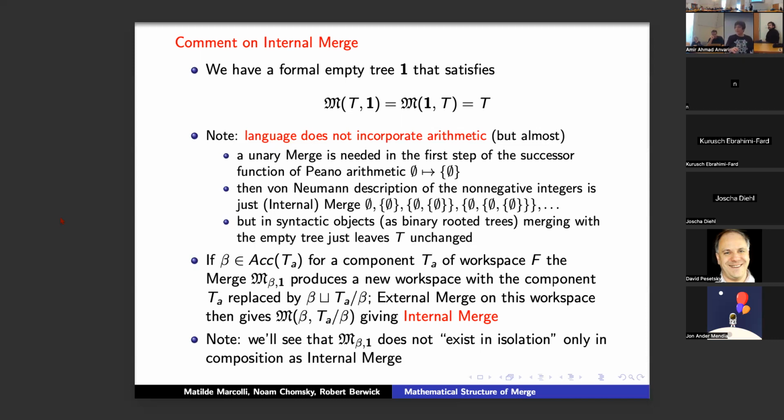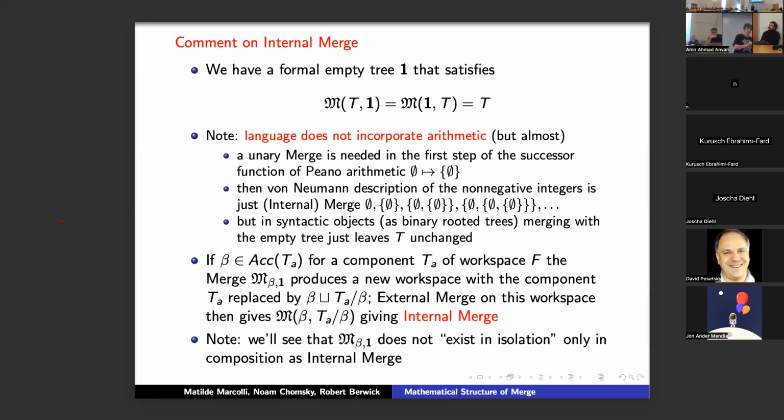And then once you have this accessible term and the corresponding one in the workspace, you can apply an external merge on the two of them and form the result of the internal merge. Okay. So the internal merge, you can think of it as being the composition of these two operations: placing an accessible term in the workspace and then merging it with the other one, where the deeper copy gets cancelled. Now I'm saying that this single operation by itself, which puts an accessible term in the workspace, you don't really want to consider as something that exists in isolation. It's only part of your internal merge.